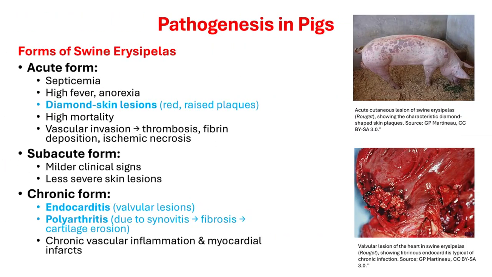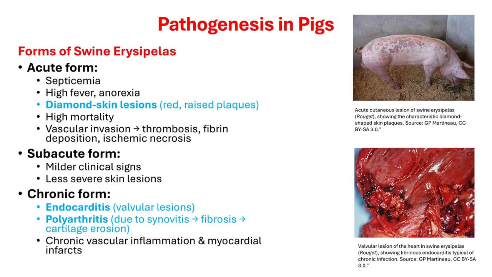The acute form of swine erysipelas presents as a rapid septicemia. Pigs show high fever, depression, loss of appetite, and the classic diamond-shaped skin lesions. These red, raised plaques result from vascular damage and thrombosis. Mortality is high due to widespread vascular injury and shock. The subacute form is milder than the acute stage. Pigs may show fever and reduced appetite, with fewer or less prominent skin lesions. Septicemia is present but less severe, and most animals recover with timely treatment.